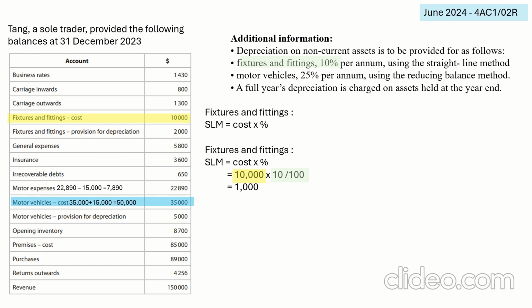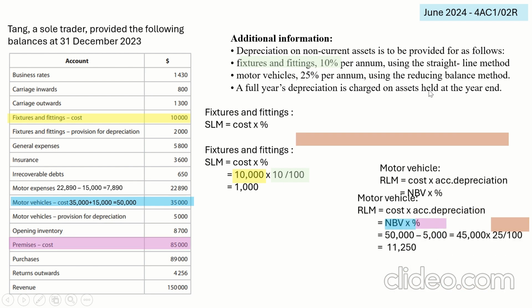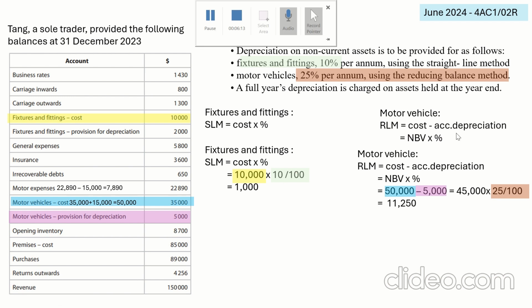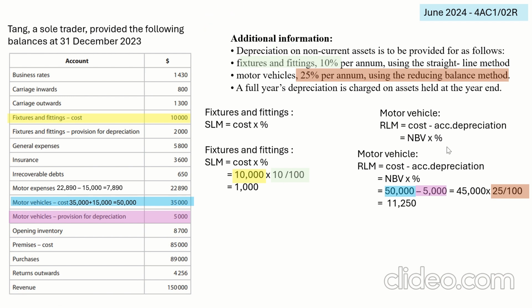Whereas motor vehicle is 25% using the reducing balance method. Therefore, you take the cost minus the accumulated depreciation. There should be a minus over here. Find the net book value, and the percentage should be 25%. So 50,000 is the closing balance of motor vehicle.